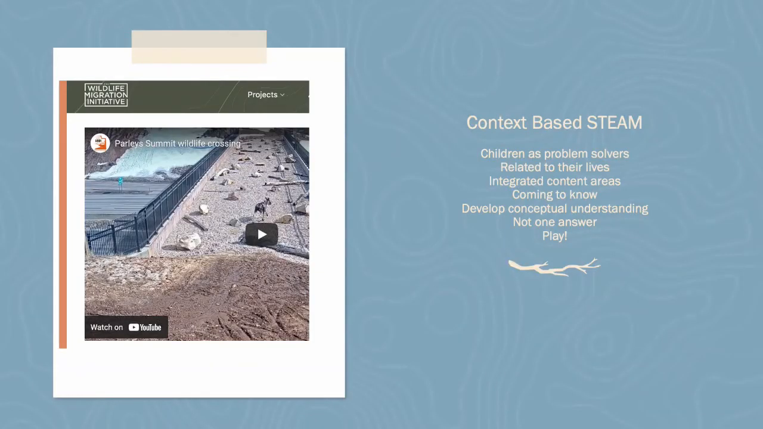Community-based problems engage children in learning because it relates to their lives and it lets them see how integrated content areas come together to solve a real problem with real people and in a difficult situation.